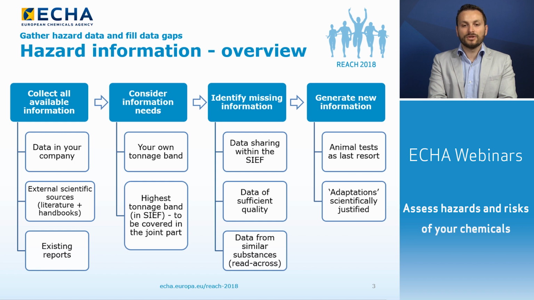Once your needs are clear, you can identify missing information, also called data gaps. Remember that there is the obligation of sharing data within the CF, that the data you use needs to be of sufficient quality, and that sometimes data from substances similar to yours can also be useful to your registration. I will talk more about the so-called read across in a moment. Finally, if you have identified data gaps, you need to generate new information. REACH states clearly that animal tests must be used as last resort. But remember that if you want to use an adaptation in place of an animal test, then you need to prepare a scientifically sound justification for it. Next, I will explain adaptations in more details.